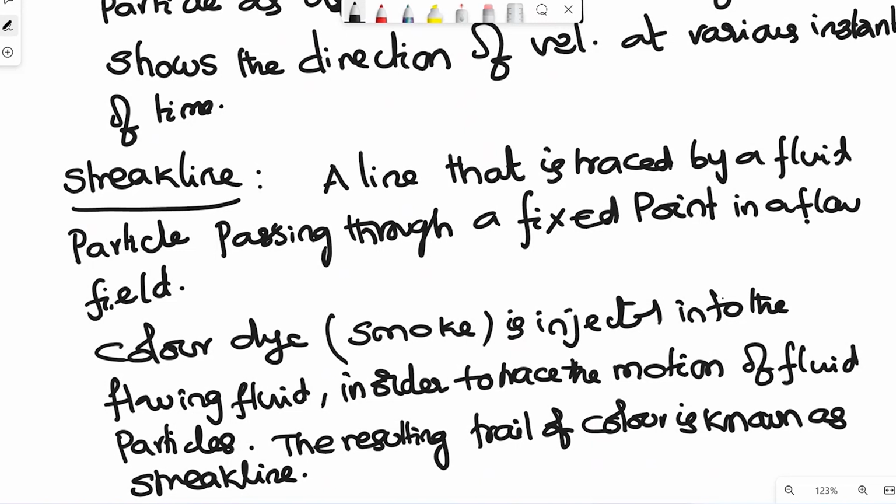Dye emanating, basically a color dye which is injected into liquid, is again injected from a point. So the fluid comes out from a fixed point into the flow field, and then how this color moves, the path traced by this color, is what we call a streak line. Similarly, in the case of smoke emanating from a chimney, how the smoke distributes into the air, the path traced by the smoke particles in the flowing fluid, is what we call a streak line.